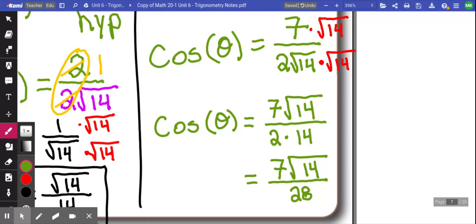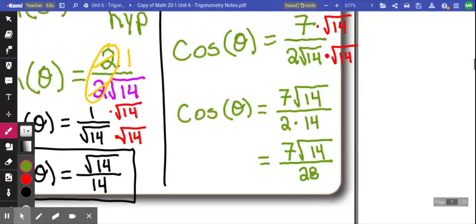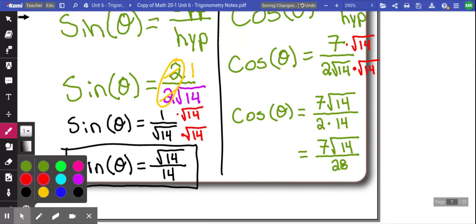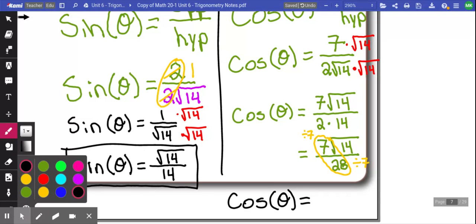You know you're done when you're following all your math rules, which means there's no square roots on the bottom, and you can't simplify. If you look at this question, the 7 and the 28 can simplify. They can both divide by 7. This gives me a final answer of cos theta equals root 14 over 4. Notice that I did not divide the 14 by 7 because that 14 is part of a radical. It is not a monomial, so it cannot cancel with that 28.